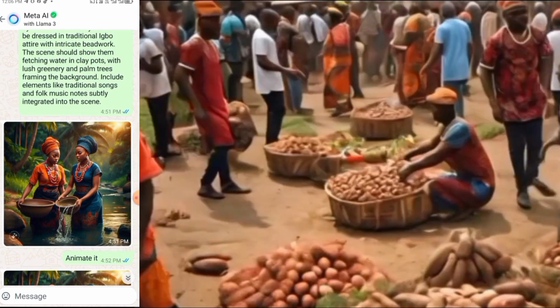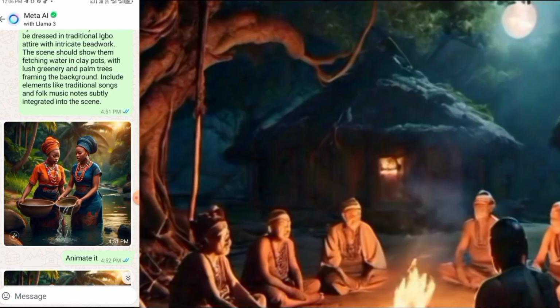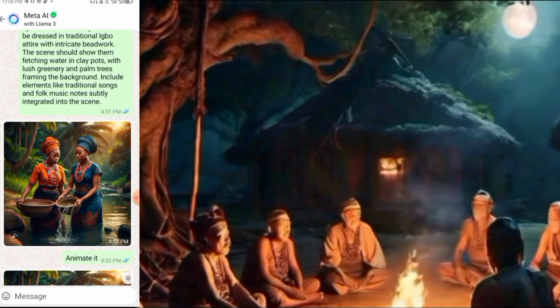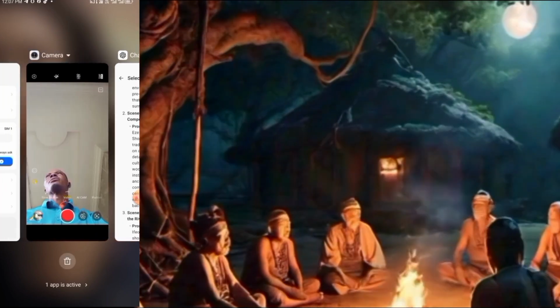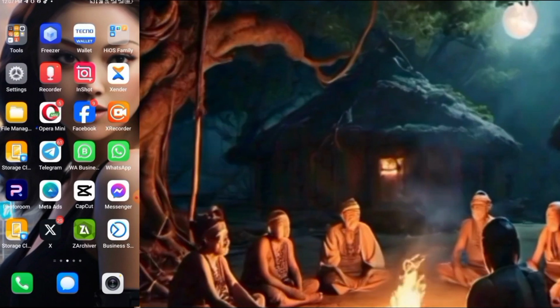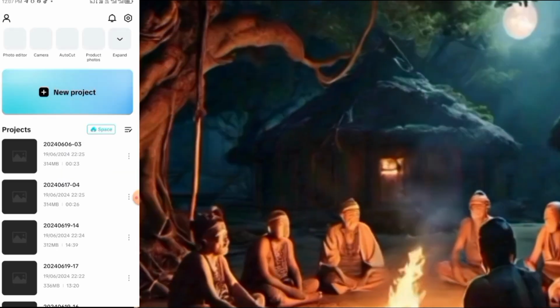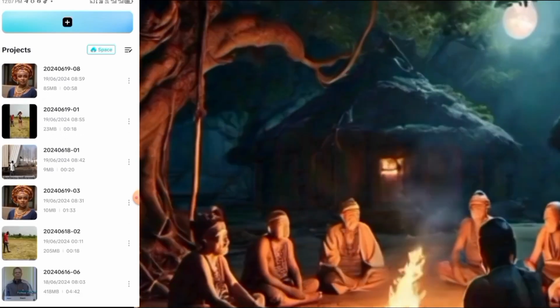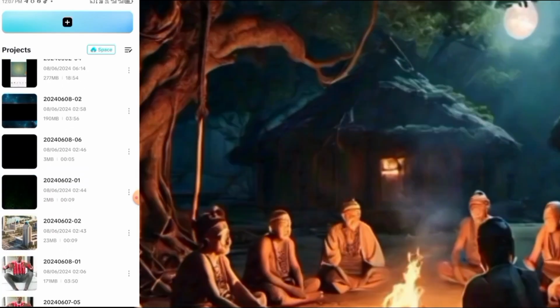Now, after the animation, for want of time, I want to shorten the length of this video. So after the whole thing, I gathered the whole animated image to CapCut, and arranged them one after the other.